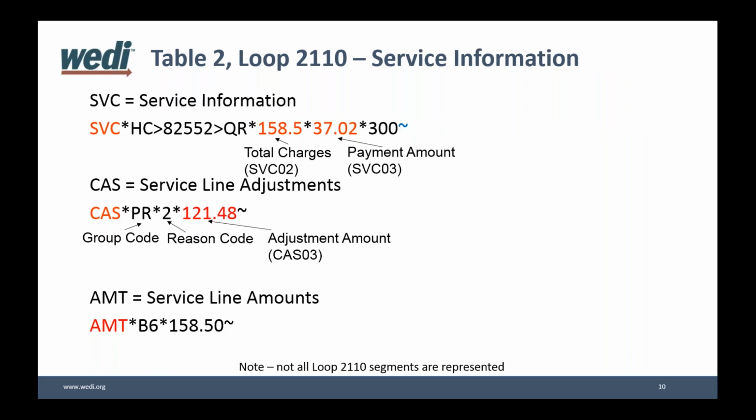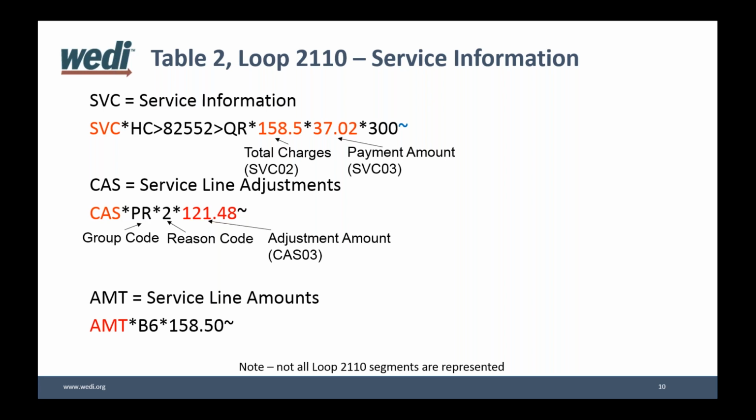The next level down is your service level information. This is the loop 2110. The claim is at the 2100. Each SVC segment must balance within itself. The key pieces of information are the SVC02, which is your total charges for that line, and the SVC03, which is your total payment amount for that line.